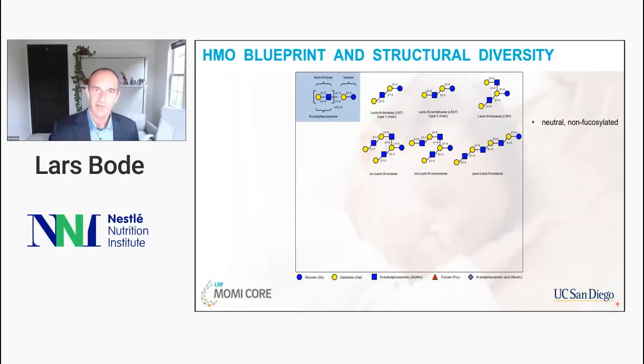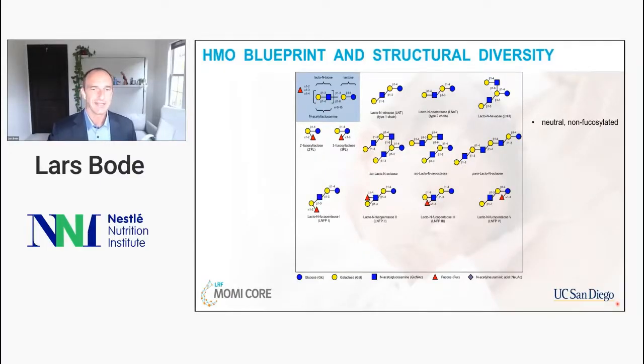Now, if there are non-fucosylated oligosaccharides, you can imagine there are fucosylated oligosaccharides, meaning we can add fucose to these backbone structures, and we can do that in different linkages. If we add fucose to just lactose alone, we get the small oligosaccharides, 2'-fucosyllactose and 3-fucosyllactose. If we add it to the growing chain and in different linkages, we get more complex structures that we also call fucosylated. Now, these would be our neutral fucosylated oligosaccharides.